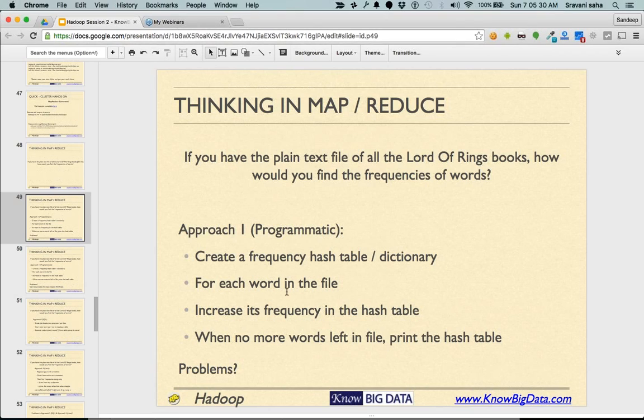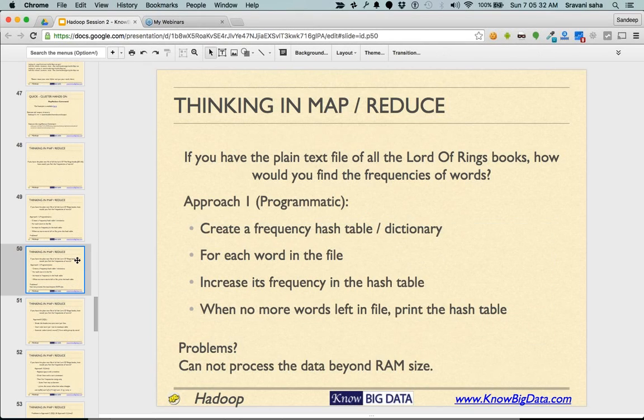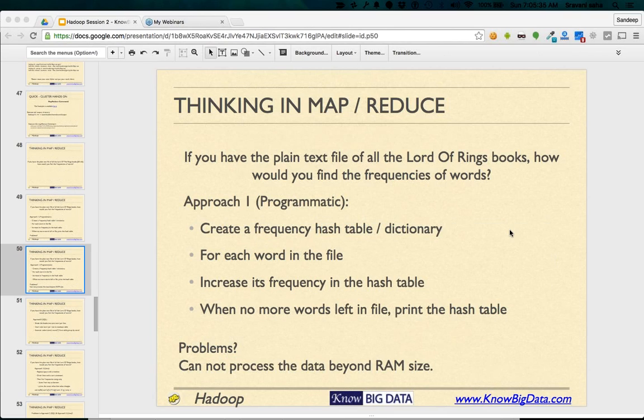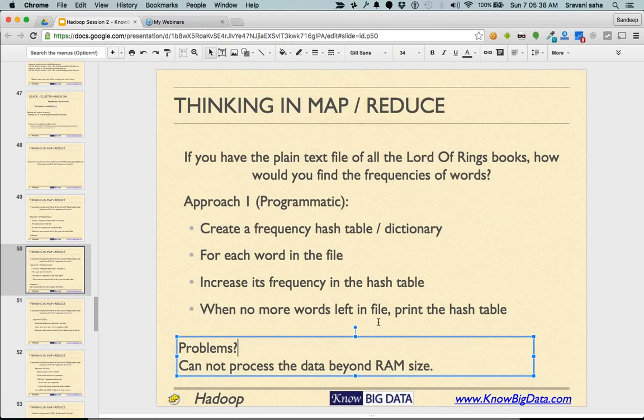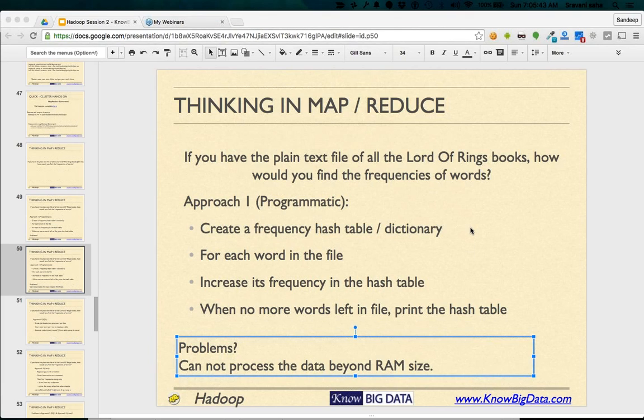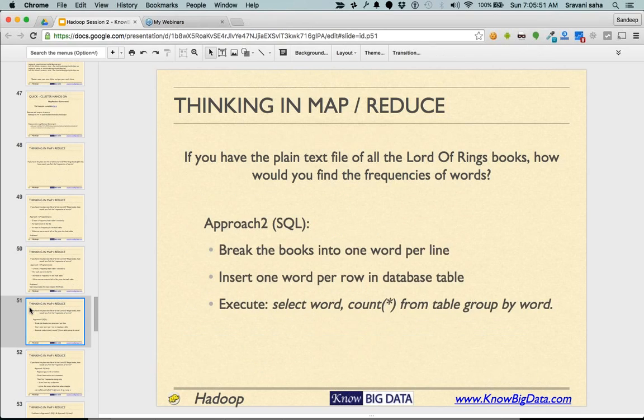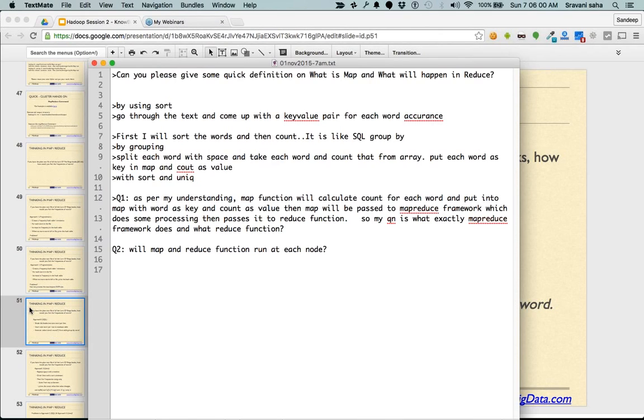Although the answers will be correct in this approach, the problem would be memory. We will not be able to process the data beyond what can fit in the RAM. All right. Good answer, Peter. Next, there were two more approaches which you had talked about. One was with sort and unique, and the other was with grouping.